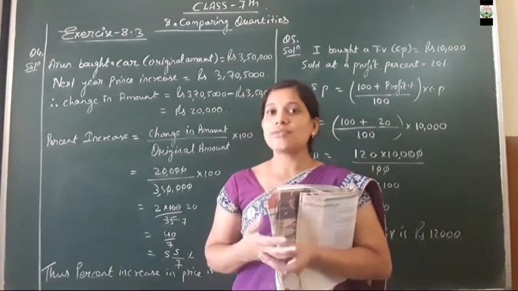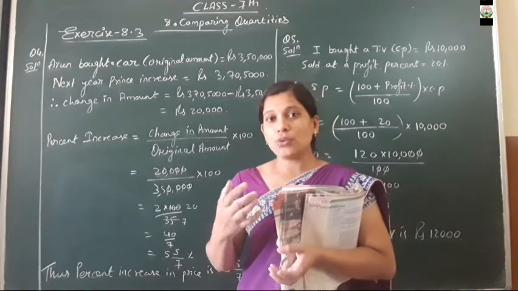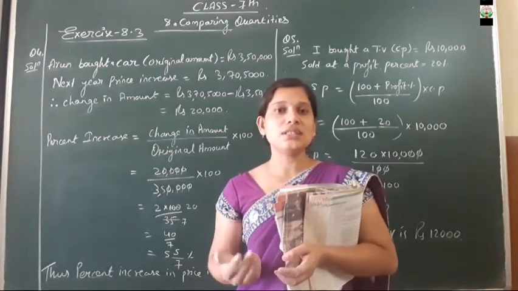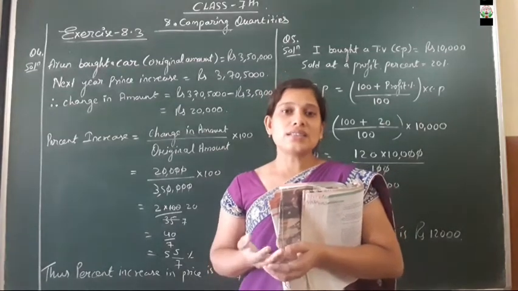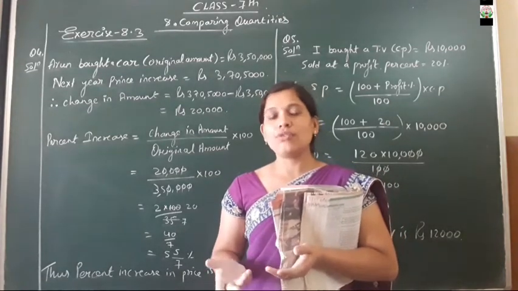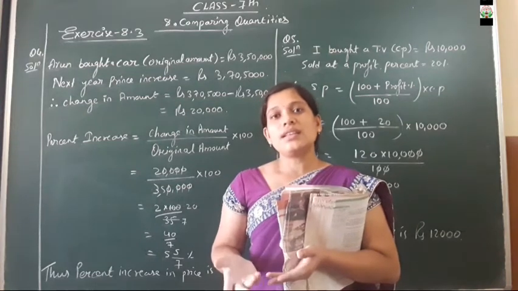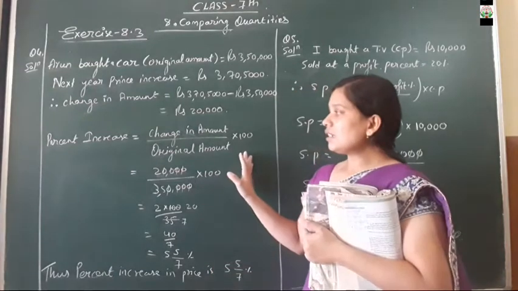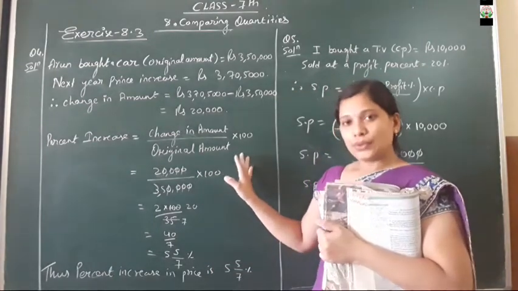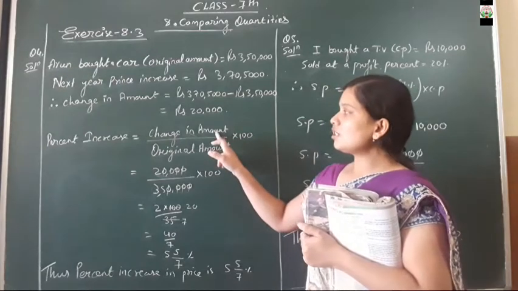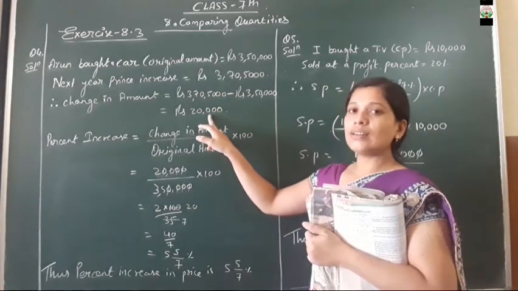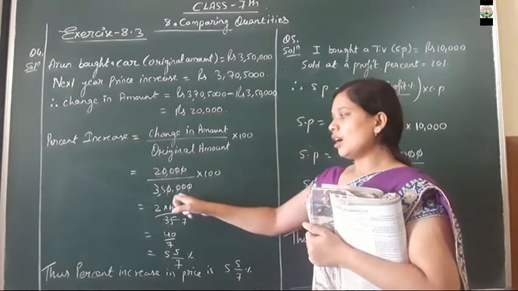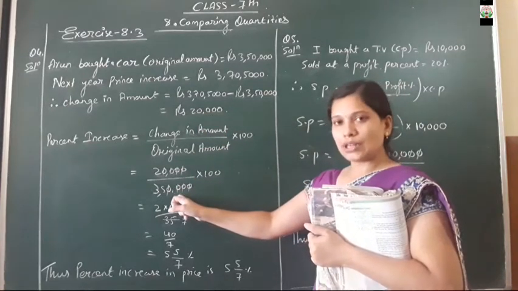Now with the help of this change in amount, we are going to find the percentage increase. The original amount is 3,50,000, and next year it increased to 3,70,000. So if there is an increase in the price, we have to find the percentage increase. The percentage increase formula is change in amount upon the original amount into 100. The change in amount we found by subtracting the original amount from the increased amount is 20,000, into 100 upon the original amount, 3,50,000.